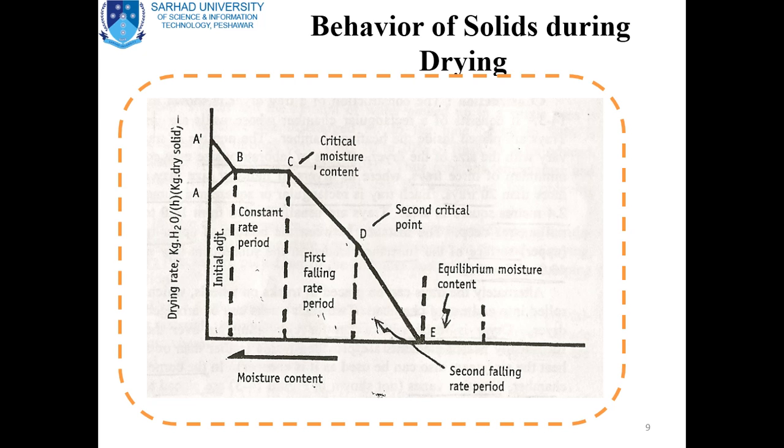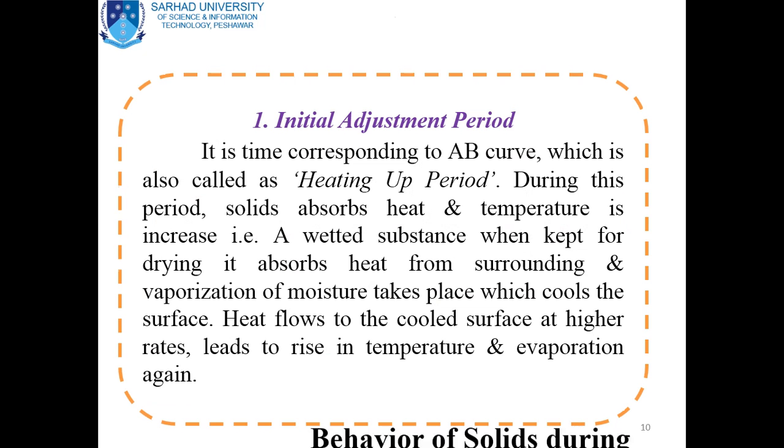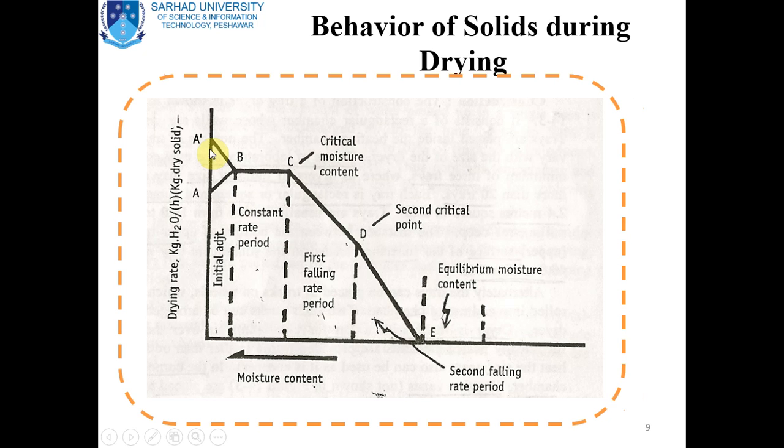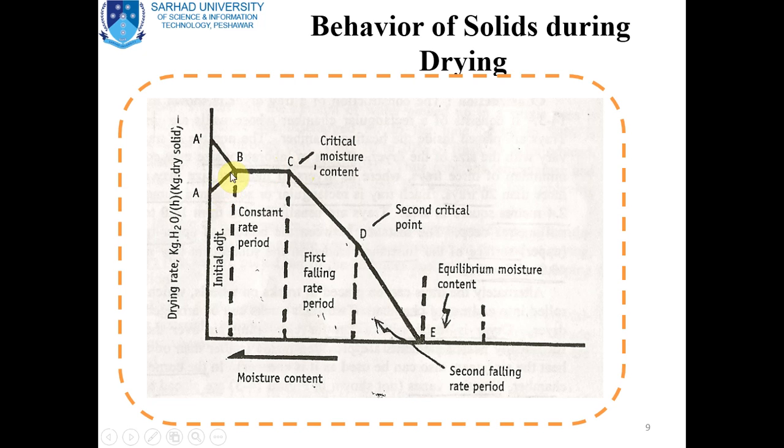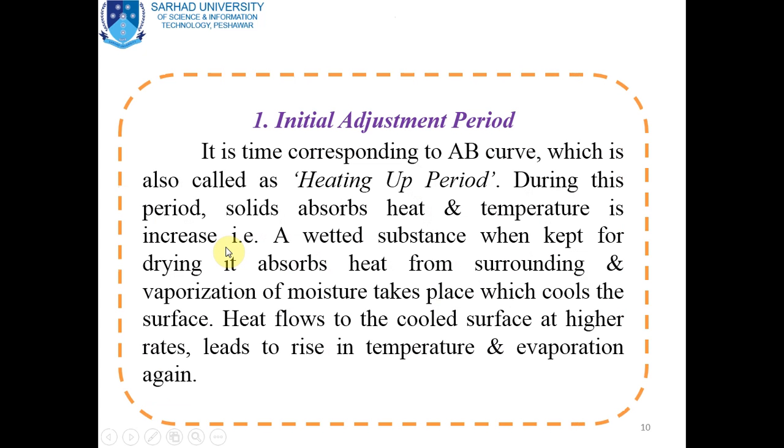Now we have to discuss the first one, the initial adjustment period, that is from A to B. This portion from A to B is termed the initial adjustment period. It is the time corresponding to the AB curve, which is the representation of the initial adjustment period, and it is also termed the heating up period. What happens in this period?